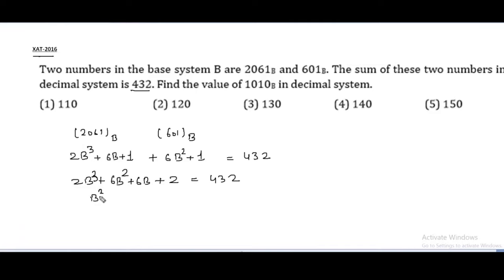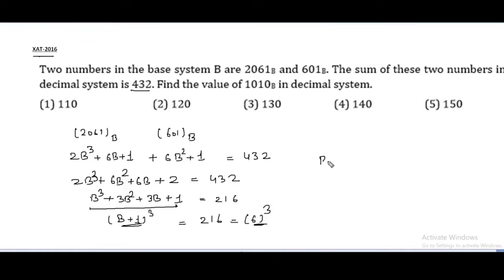So 2b cube plus 6b square plus 6b plus 2 should be 432. Or I can say b cube plus 3b square plus 3b plus 1 should be 216. If you notice, this is nothing but b plus 1 whole cube. That is 216, that is 6 cube. So b plus 1 is 6, so b comes out to be base 5.